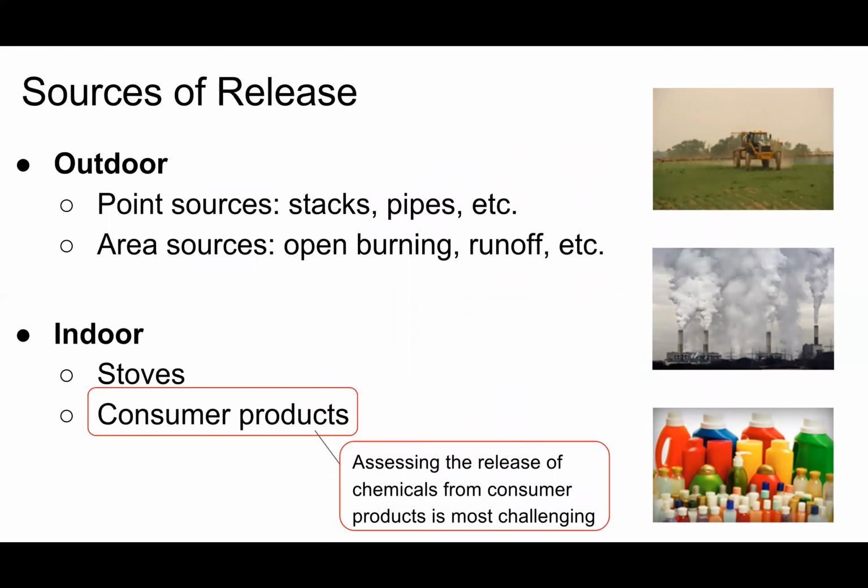As we know, there are many sources of release of the chemicals. We have outdoor sources, which can mainly be categorized into point sources such as stacks, pipes, etc., and area sources like open burning and runoff from agricultural land. But on the other hand, we also have indoor release sources. One example is the indoor cooking stoves, which is a very big health issue in a lot of the developing countries. And we also have consumer products. And assessing the release of chemicals from consumer products is currently one of the most challenging issues faced by LCA practitioners.